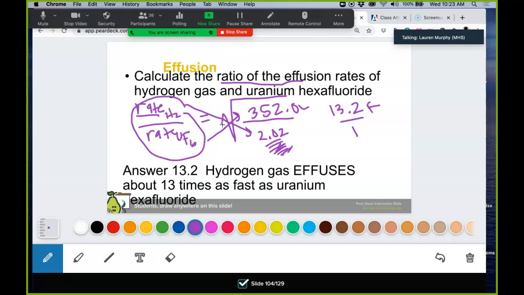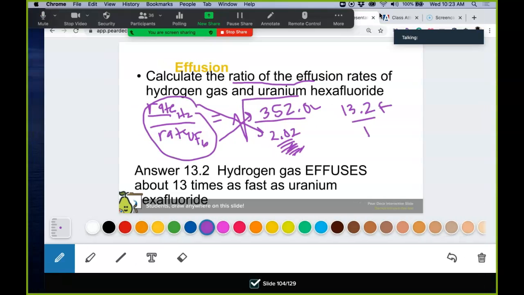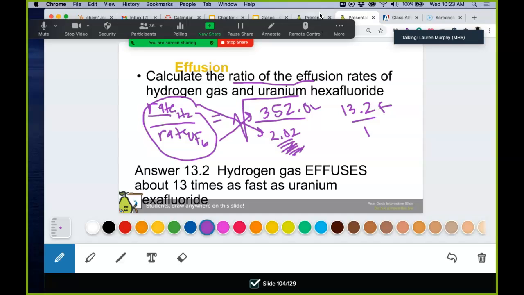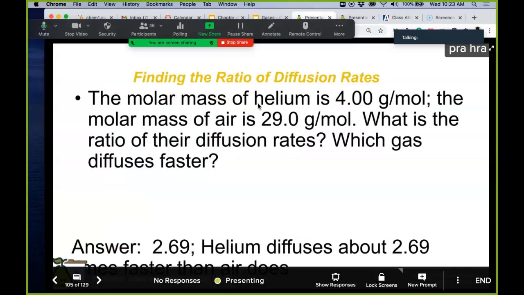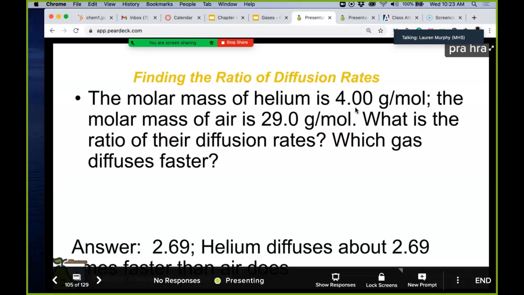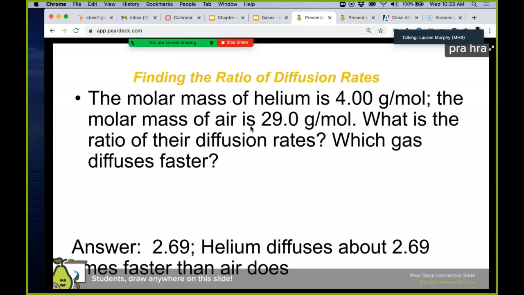Questions on this? So let's do another practice then. The molar mass of helium is 4 grams per mole, and the molar mass of air. Now, air is a combination of multiple gases, so you can't just look up air on the periodic table. So I gave you air's approximate molar mass. What is the ratio of their diffusion rates?